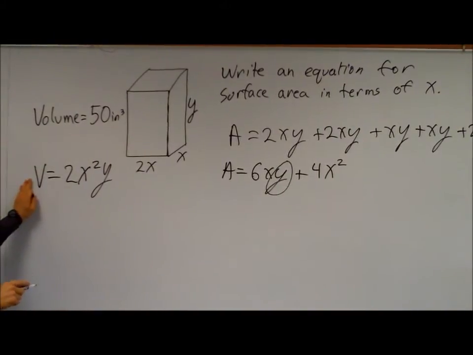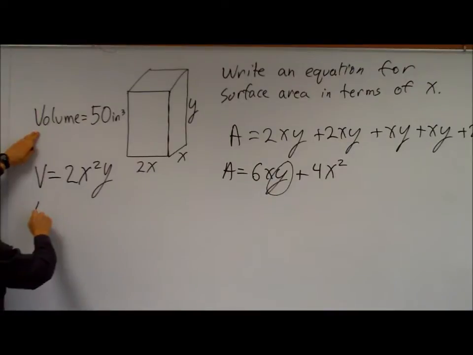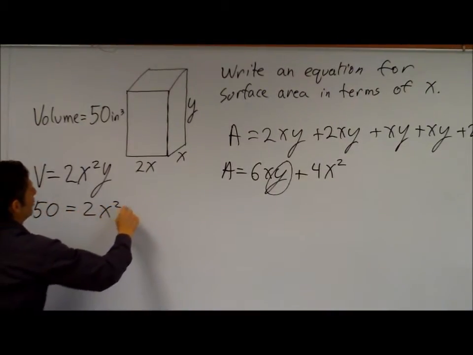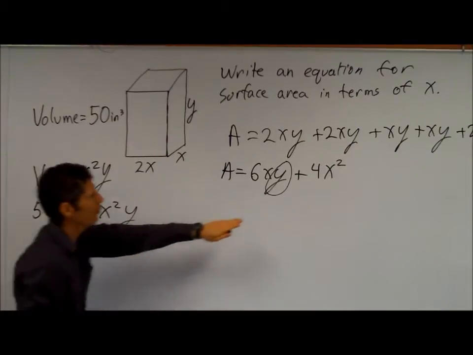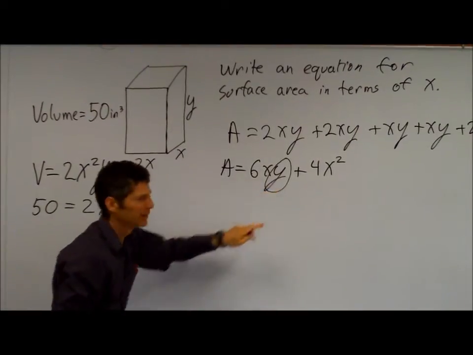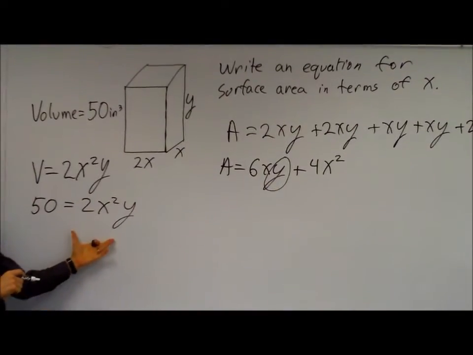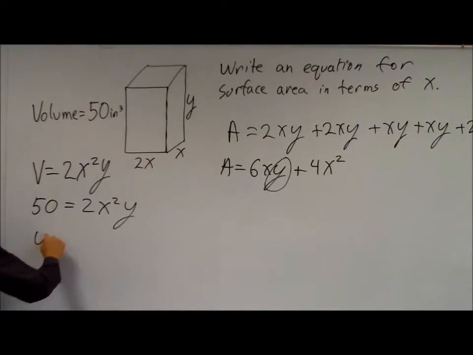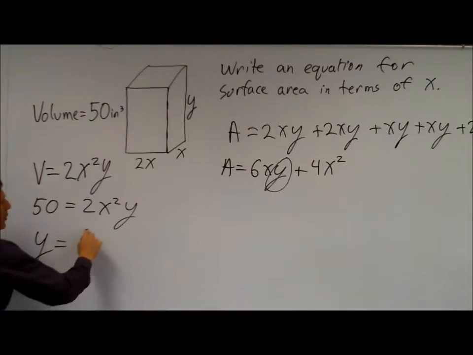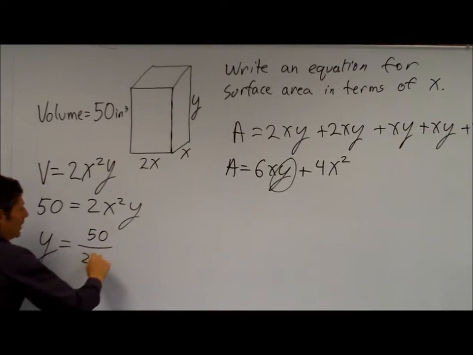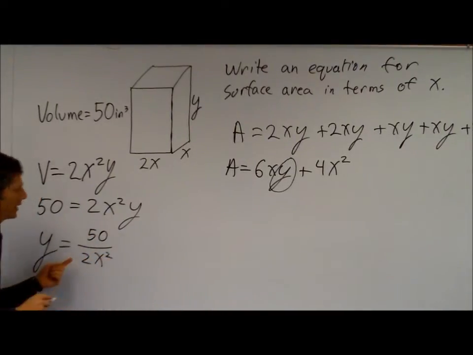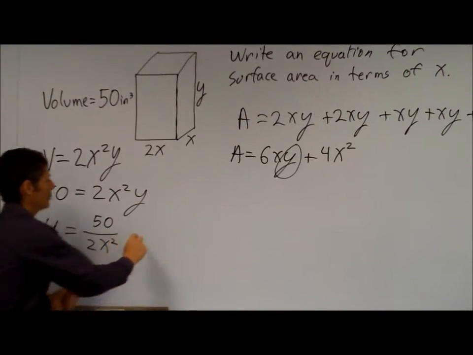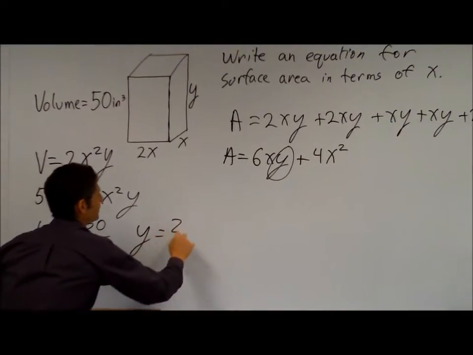I know what the volume is. The volume is 50 cubic inches, 2x squared y. I want to get rid of y over here. So what if I solve this for y? Divide each side by 2x squared. I see where you're going with this. y equals 50 divided by 2x squared. I think I can simplify that a little bit. That's 25 over x squared. Is that working for you, Ms. Stewart? It's working for me, absolutely.